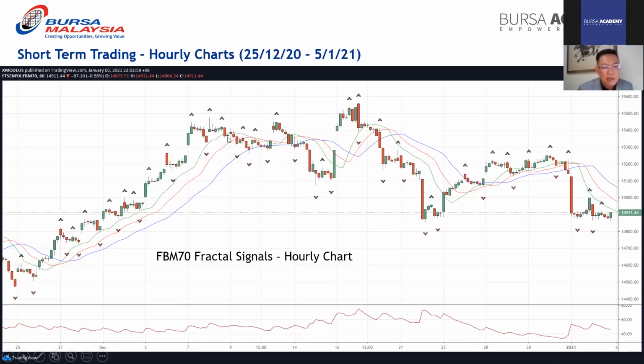And you can see that there are many, many signals as well. Very nice trends. There are certain areas that you're not supposed to trade. Later I'll show you which are these areas over here. And then there's a nice trend here. Take profit, and there's a nice trend here. So on the hourly chart, you can also see that there are a lot of opportunities for short-term trading.